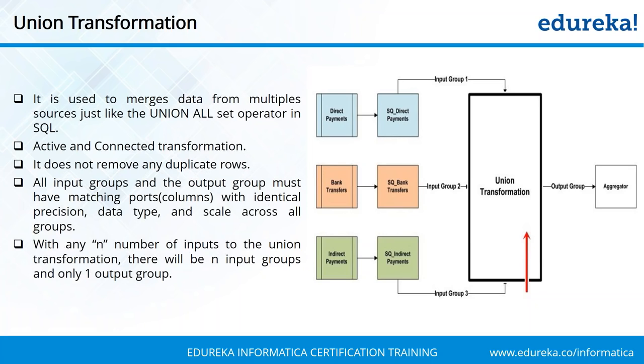So John has a question here, how can we remove duplicates using union transformation? Now John, in union transformation you cannot remove duplicates. However, if you specify another transformation, like a filter transformation, a sorter transformation, or an aggregator transformation, you can make sure only distinct values are transmitted further.